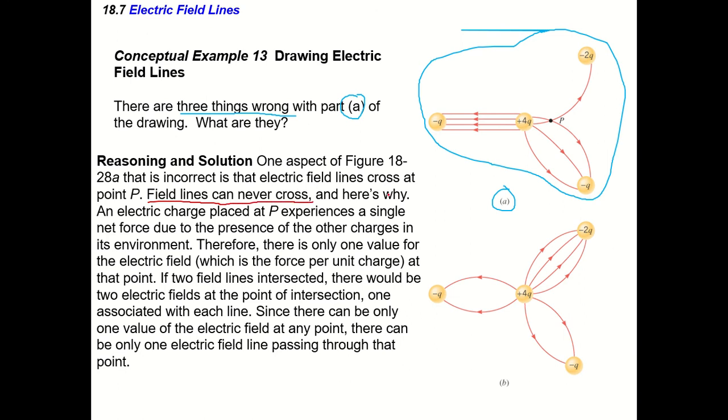And here's why. An electric charge placed at this point P experiences a single net force. That single net force is due to the presence of the other charges. So what are the other charges? We have this charge, this charge, this charge, and this charge.